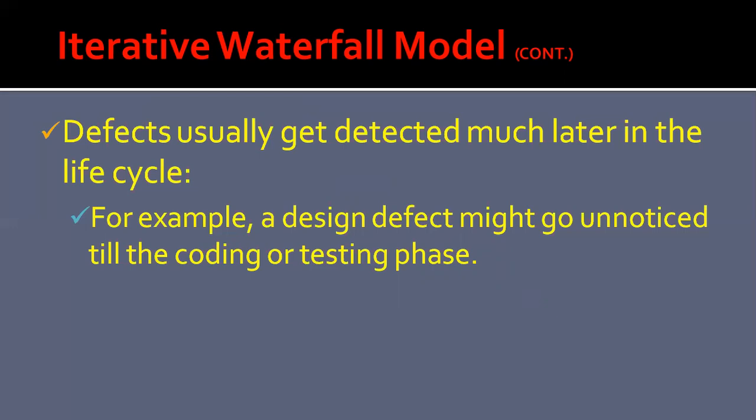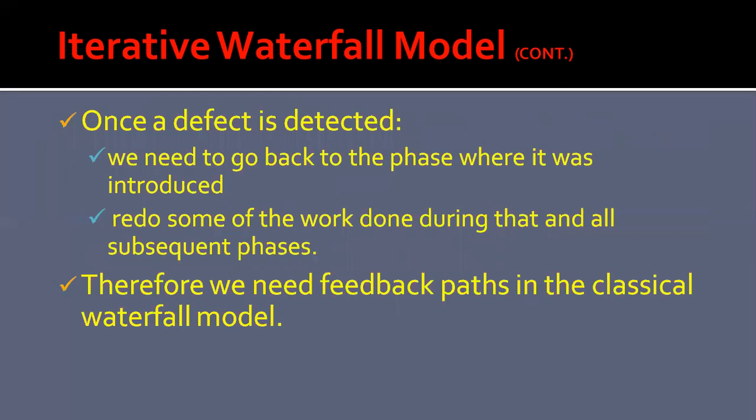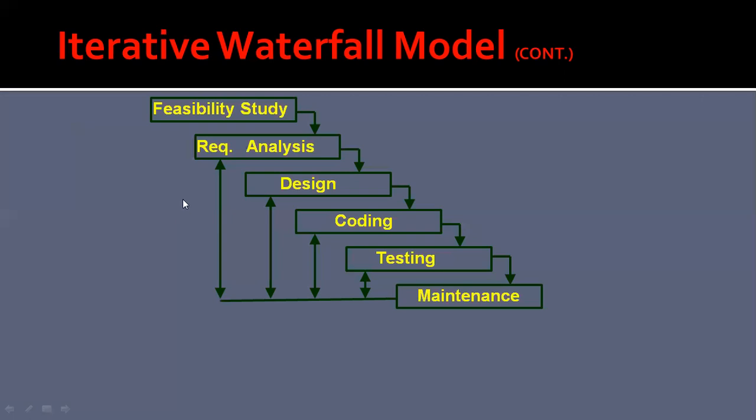For example, if during the testing phase a design error is identified, then the feedback path will allow the design to be reworked and the changes to be reflected in the design documents and all other subsequent documents. Please notice that in this figure, there is no feedback path to the feasibility stage. This is because once a team has accepted to take up a project, it does not give up the project easily due to legal and moral reasons.